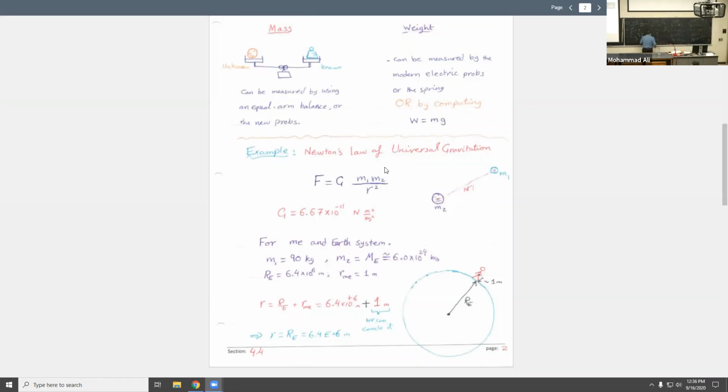Now, be careful. At the surface of the Sun, your mass is the same, but your weight is very much huger than yours at Earth.